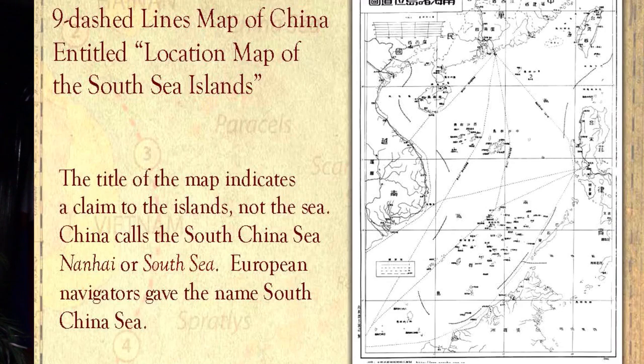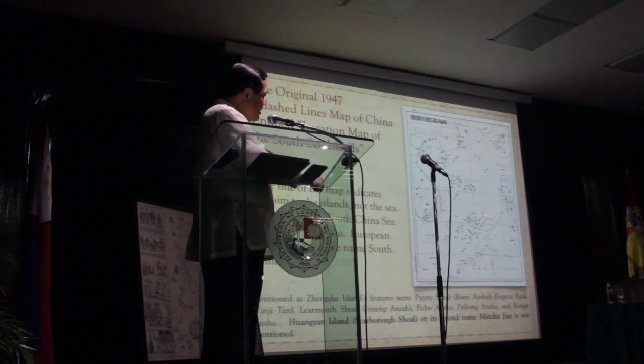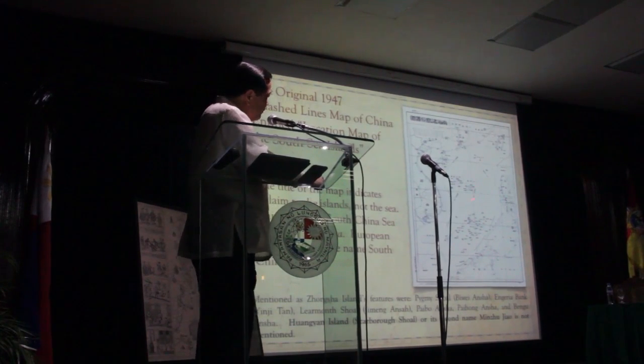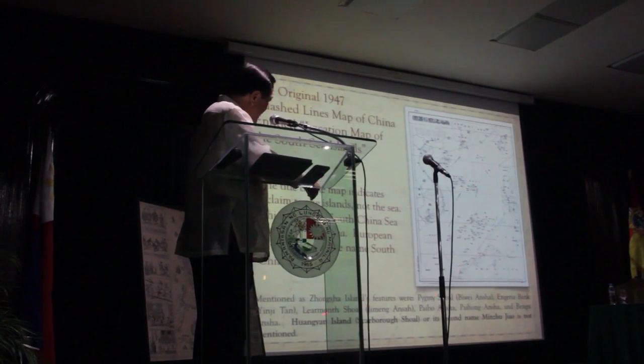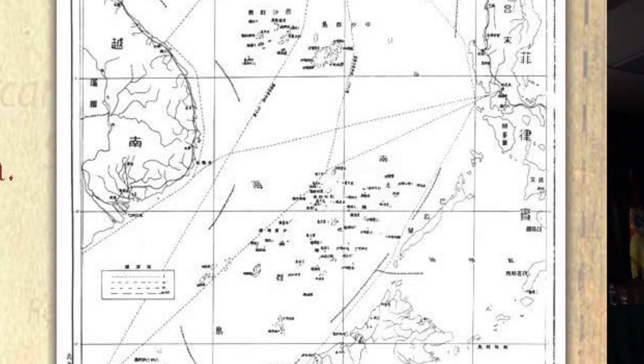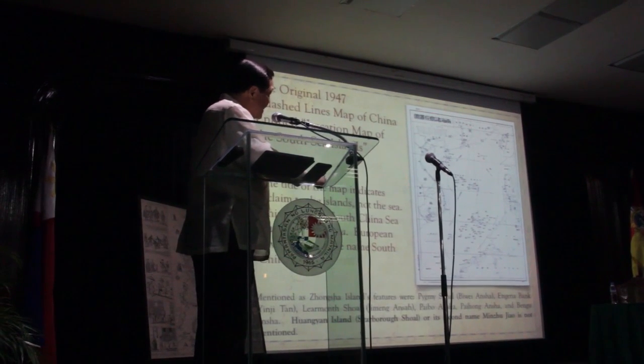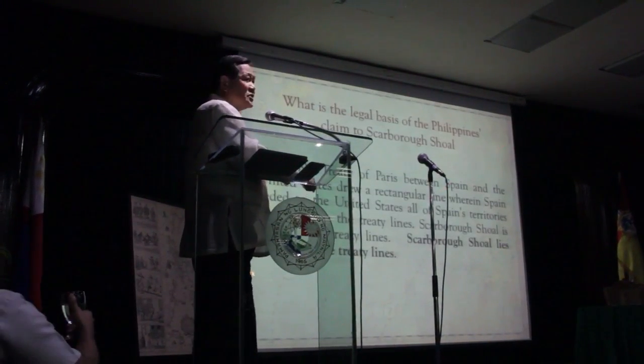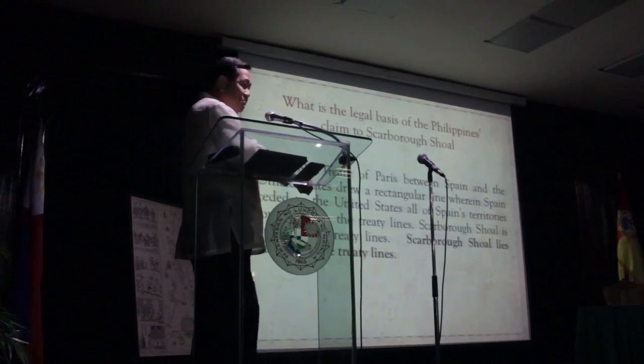Now, if you look at the original map, this is the original map in 1947. The title is Location Map of South Sea Islands. But the guy didn't go there, so he just assumed it was an island, and it was Zhongsha Island. Now, there are several features here around Zhongsha Island, but none of them is Huangyan Island, or Minzhu Island, which is the second name of Huangyan Island. So even in the 9-dash line map, there is no Scarborough Shoal. Next slide. What is the legal basis to claim Scarborough Shoal?